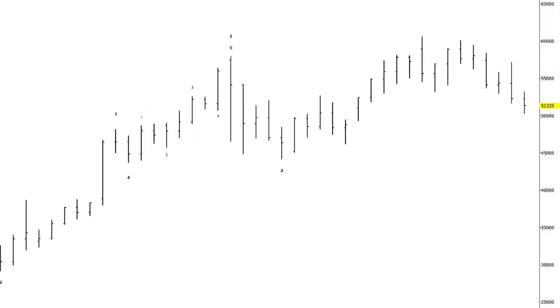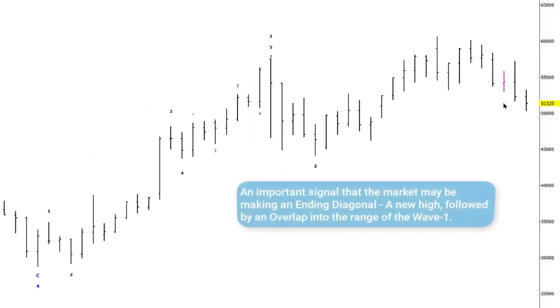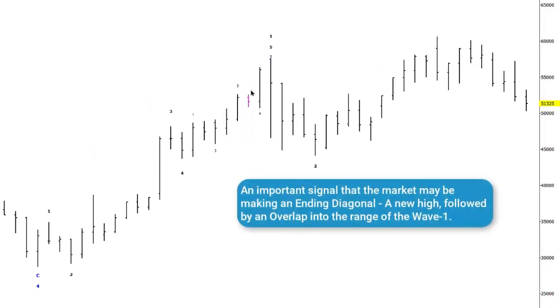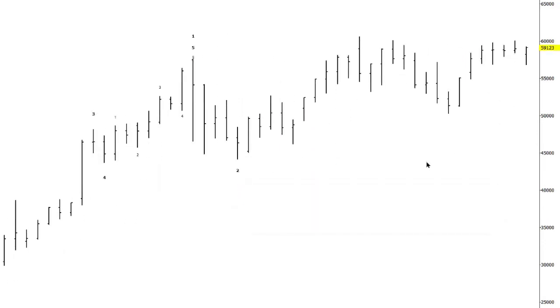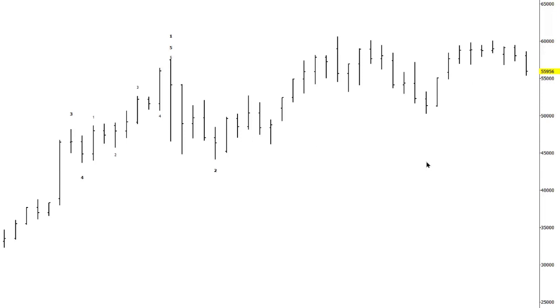Let me expand that a little bit. So we've made a new high, and then we've immediately come back and traded into this range. What's going on here? Can this be a 1 or 2? Are we making a 3? And I'm going to add some more data. I'm going to look at how we'd look at this as the market continued to advance.